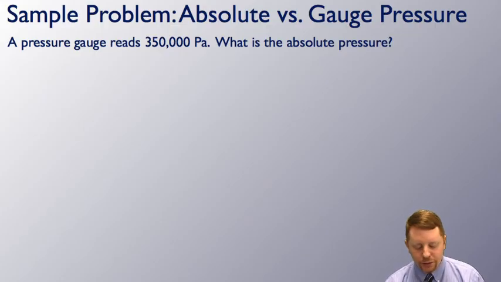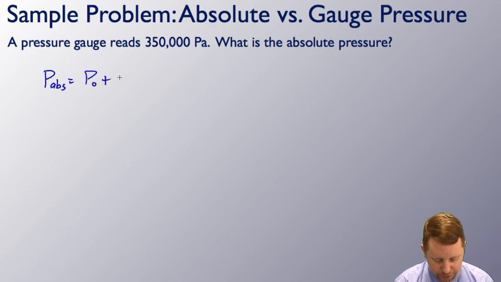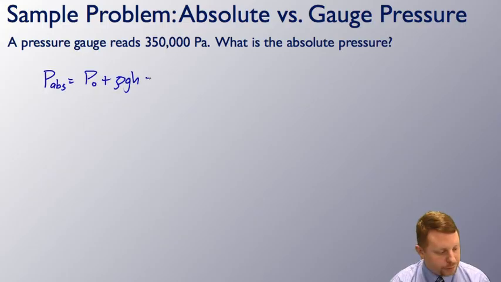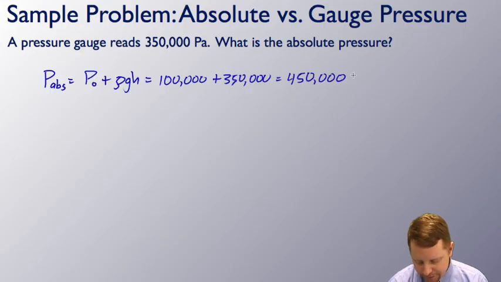A pressure gauge reads 350,000 pascals. What is the absolute pressure? Remember, absolute pressure is atmospheric pressure plus gauge pressure, rho g h. So if we want to know the absolute pressure, that's just going to be 100,000 pascals plus the gauge pressure, 350,000 pascals, for a total absolute pressure of 450,000 pascals.